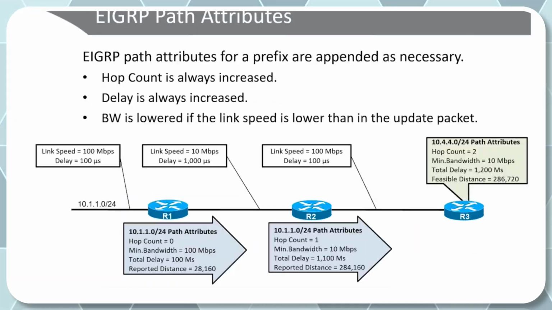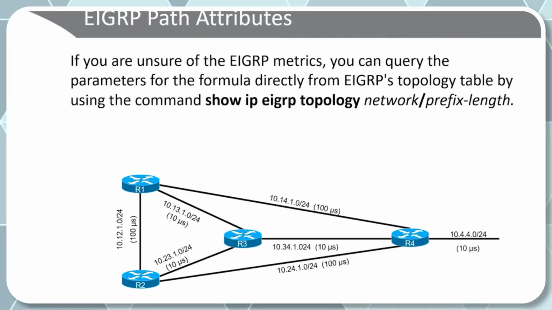Now if we move further, here is a simple topology we have seen, and if you really want to see the topology, you have to run the command show ip eigrp topology. Now if I want to go from R1 to R4, here is a 10 millisecond delay, here 10 millisecond delay, here 10 millisecond delay. So the total delay, if you see, is 30 millisecond. And here the delay is 100 millisecond.